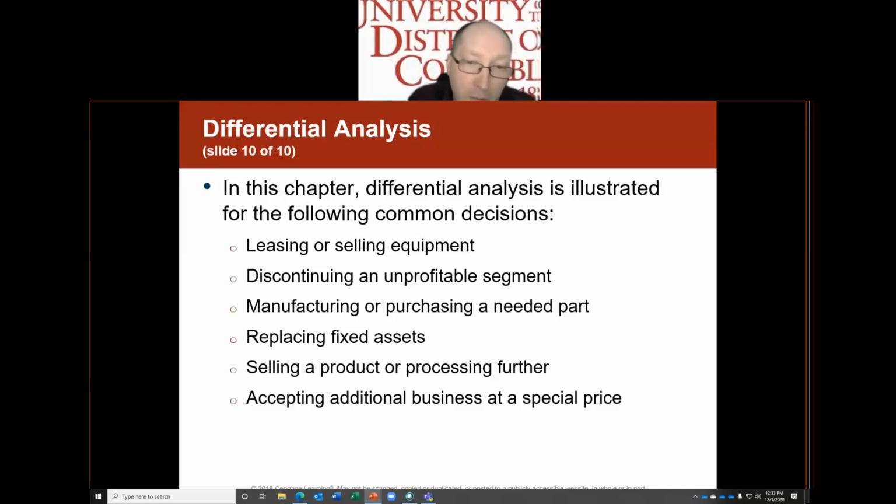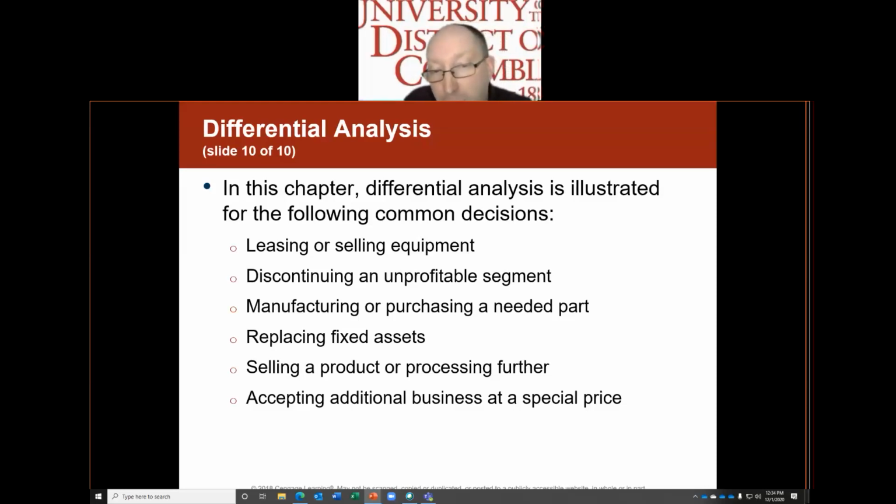Discontinuing an unprofitable segment. For example, if I sell snow blowers and lawnmowers, the snow blowers do real well in the winter time, the lawnmowers do real well in the summertime. I have 2 models of lawnmowers, one not selling so much, I might discontinue it because it's not profitable. But I would do a differential analysis to figure out if that's the right decision.